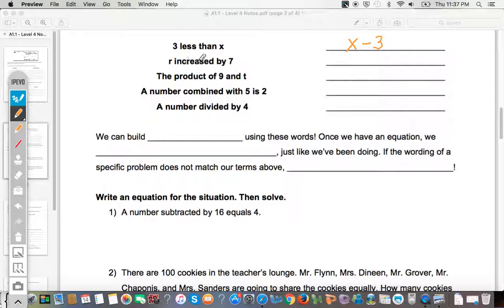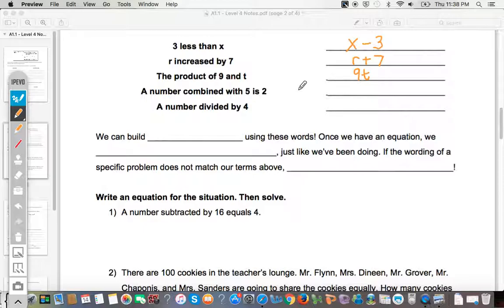Okay? A number increased by 7. So I'll write down my variable. Increased by, if we go back to our list, we see that's addition, and our number, which is 7. Next is the product of 9 and t. So the product of 9 and t is 9 multiplied by t.